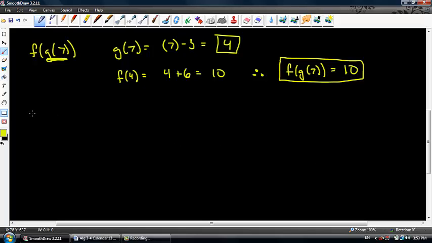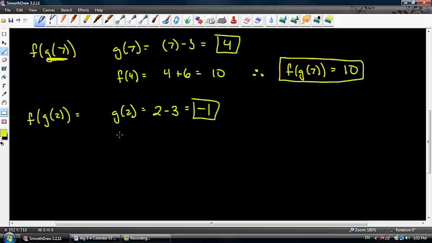So going based on that, why don't we do f of g of 2? Well, g of 2 is 2 minus 3, which is negative 1. But remember, we're finding f of g of 2, so I have to take this and plug it back into f. So that's f of negative 1, which is equal to negative 1 plus 6, which is 5. We can say, therefore, f of g of 2 is equal to 5.